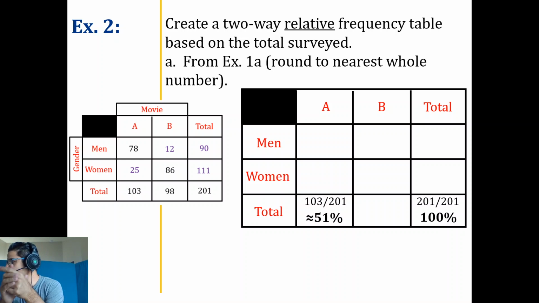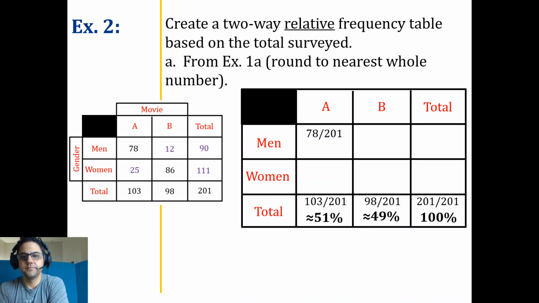So go ahead and do that for each category. So you've got it over here. 78 men, movie A. So you would do 78 divided by 201. Or you can go to the total movie B, 98 divided by 201. And if you notice, the 51% and 49%, the total is 100%. So just quick division.